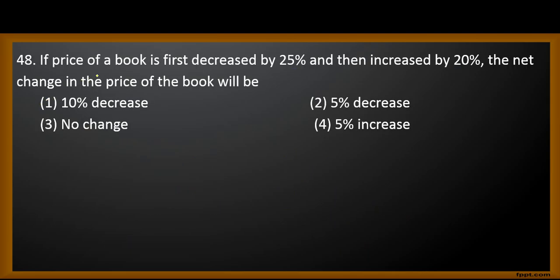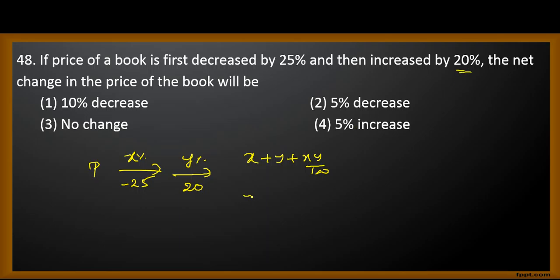See here, the price of a book is first decreased by 25% and then increased by 20%. The net change in the price of the book will be, see here, if a price changes by x percentage and again by y percentage, the overall change will be x plus y plus xy by 100. If there is an increase, take positive. If there is a decrease, take negative. Now, first it is decreased, so x is minus 25, and then increased, so y is plus 20. Simply substitute here: minus 25 plus 20 plus minus 25 into 20 by 100, that is nothing but minus 5.